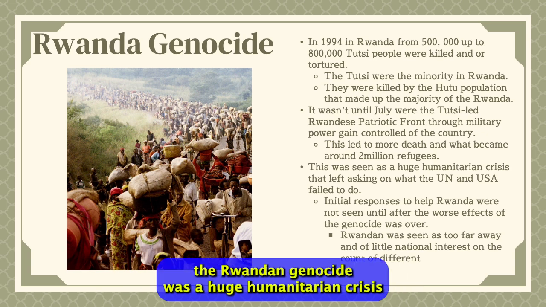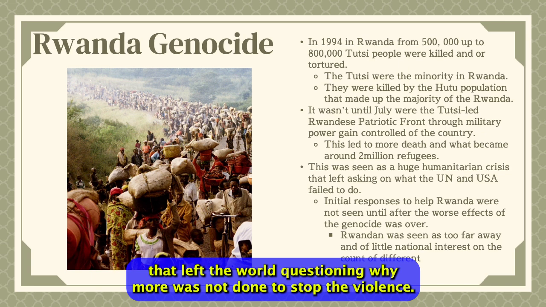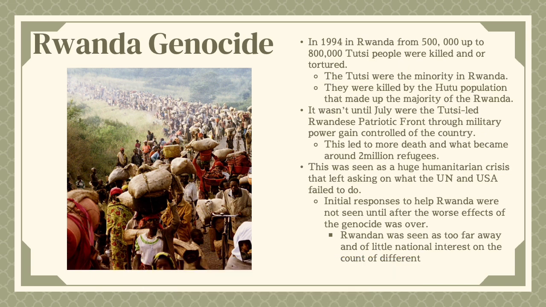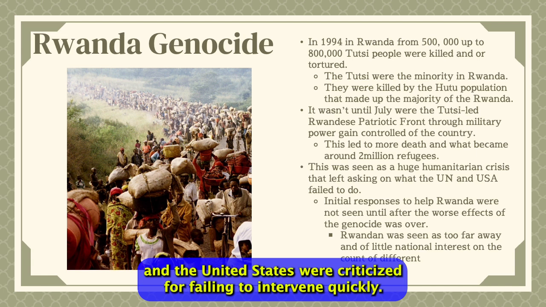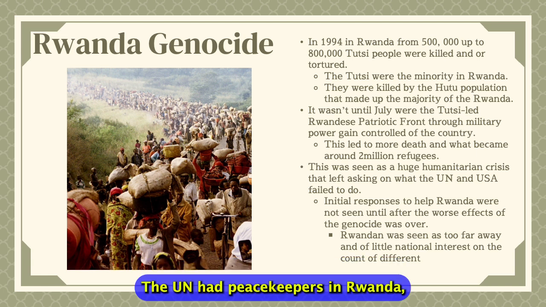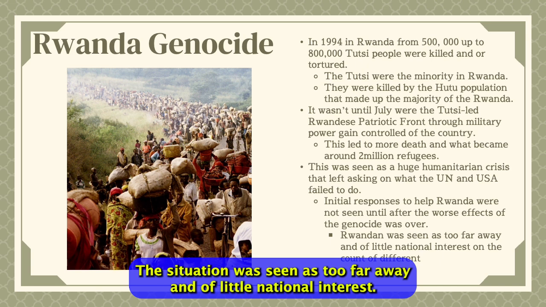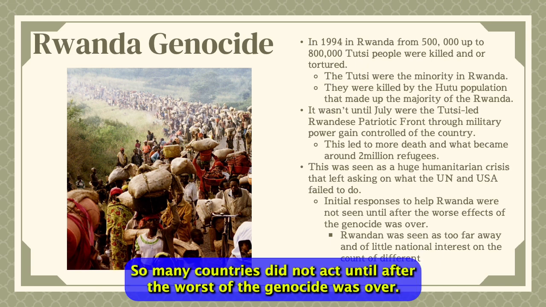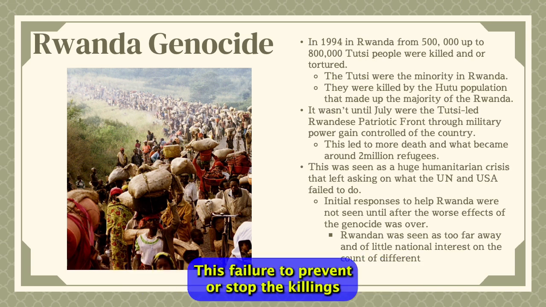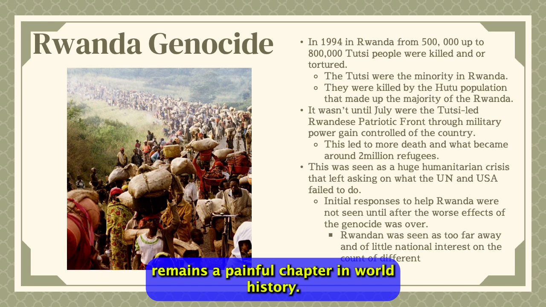The Rwandan genocide was a huge humanitarian crisis that left the world questioning why more was not done to stop the violence. Both the United Nations and the United States were criticized for failing to intervene quickly. The UN had peacekeepers in Rwanda, but they were not given the mandate to stop the killings. The situation was seen as too far away and of little national interest. So many countries did not act until after the worst of the genocide was over. This failure to prevent or stop the killings remains a painful chapter in world history.